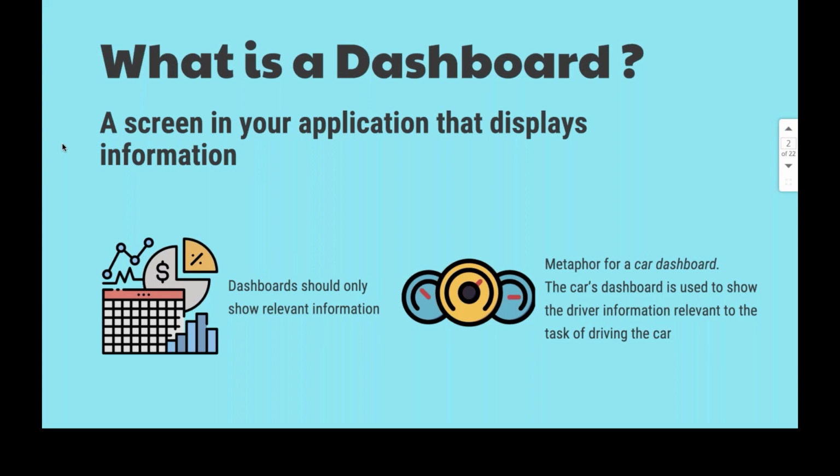The car's dashboard is used to show the driver information relevant to the task of driving the car. Speed, distance covered, engine revs, remaining fuel, and warnings when something isn't working properly. We don't expect a car's dashboard to display information about the news, local places of interest, or anything, however interesting it may be, because it is not relevant. So how do we establish what's relevant enough to show in a dashboard?